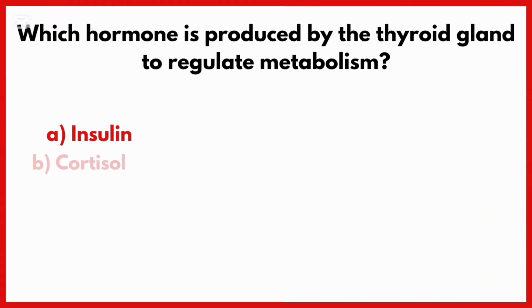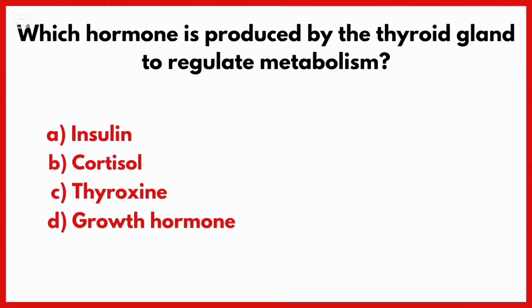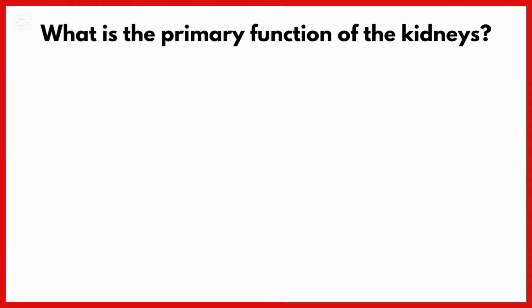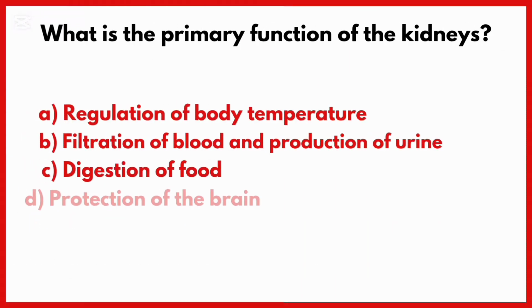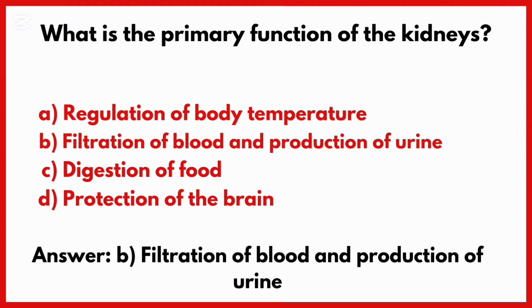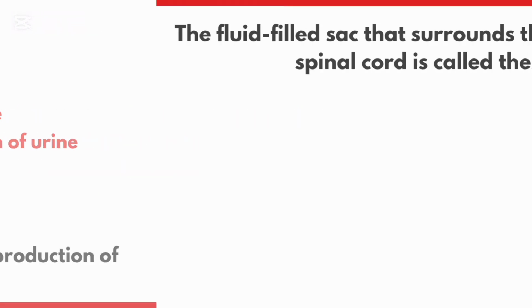Which hormone is produced by the thyroid gland to regulate metabolism? Correct answer is option C, thyroxine. What is the primary function of the kidneys? Correct answer is option B, filtration of blood and production of urine.